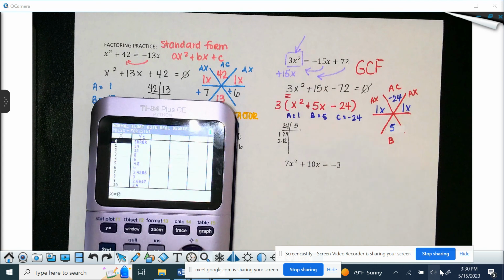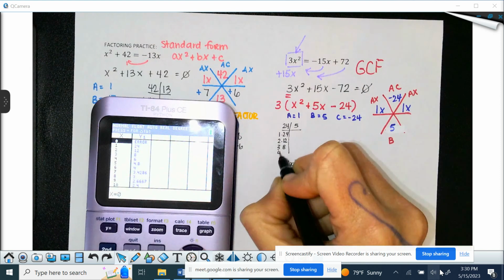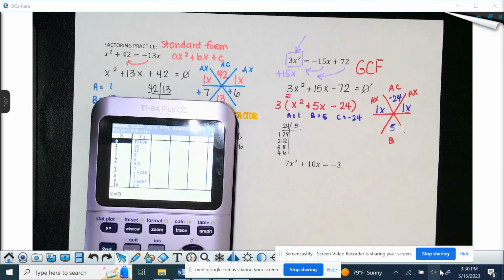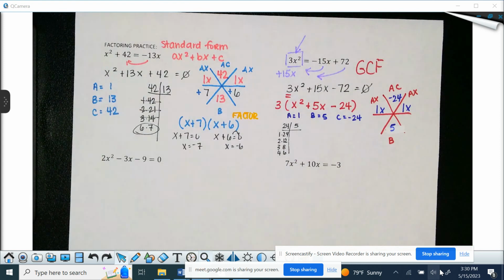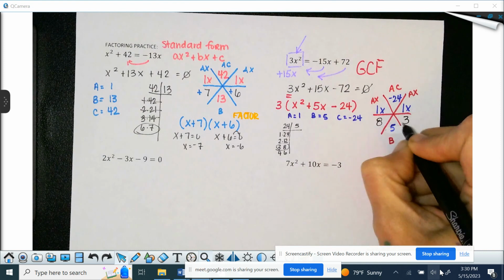There we go. 1 and 24, 2 and 12, 3 and 8, 4 and 6, 6 and 4. Yep, good. 3 and 8. You guys were better than me. Faster, faster, faster. So 8, 3. 8 is bigger than 3.